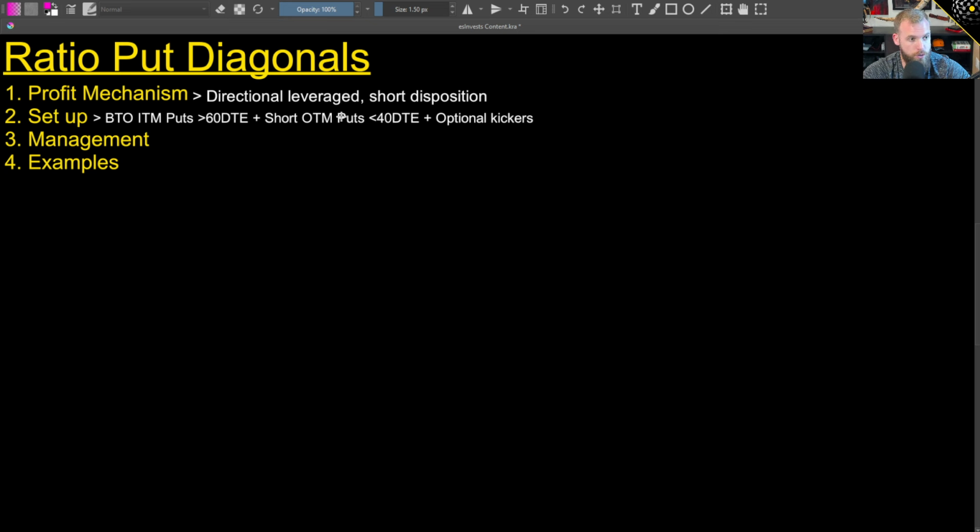So that's the base structure. You now know a little bit about the kickers. I don't want to spend too much time on that because it's really a kind of tertiary profit factor, but you know enough about them now to understand why they exist and why they're part of this.